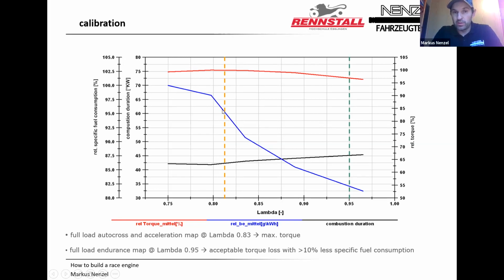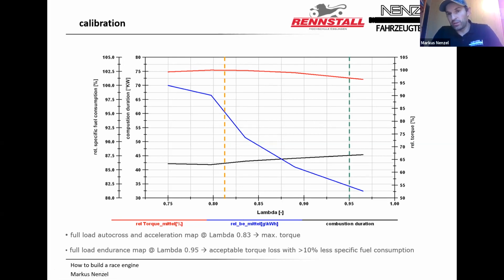You can then imagine, like it's written down there, that for autocross, for example, you go to a lambda of 0.83. It's just a modification of one engine. On another engine, or maybe another intake system, it can also be lambda 0.84, but maybe it's in this range. You have your maximum torque. And maybe fuel consumption is not important for qualifying for autocross, and your combustion duration is quite fast.